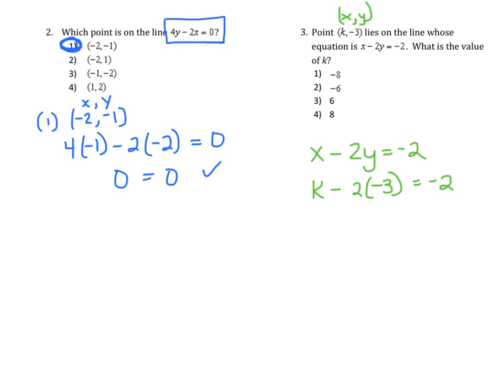So I want to go ahead and take my negative 2 times negative 3, which hopefully we agree is a positive 6. So k plus 6 equals negative 2. And then I'm going to solve for k by subtracting 6 from both sides. So k is equal to negative 8. And so I can see that choice 1 is the right answer for that question.